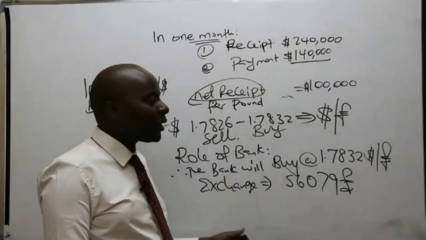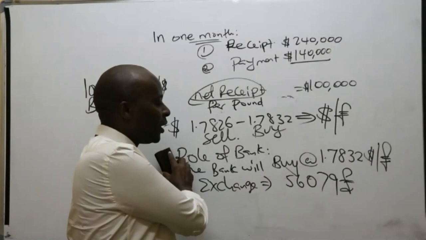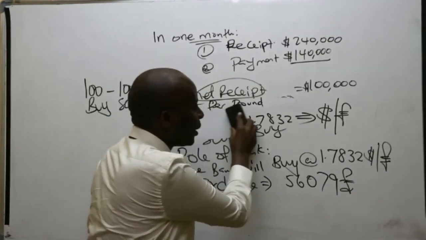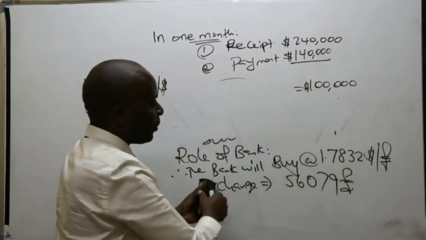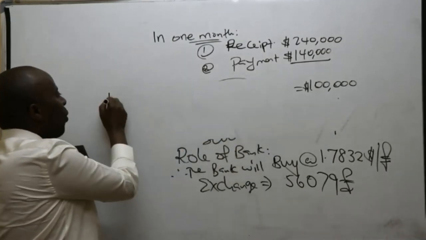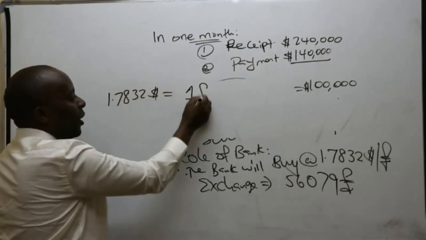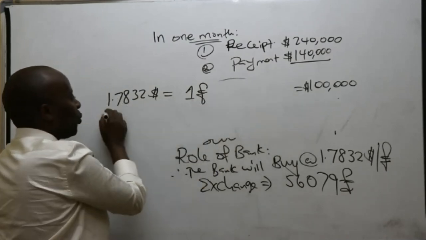Great. So come straight away, ladies and gentlemen, and we try to do the conversions, all of us, so that if there is any new student, they should be able to see what we did to get this figure. It's quite easy. From this expression, we can see $1.7832 equals £1.